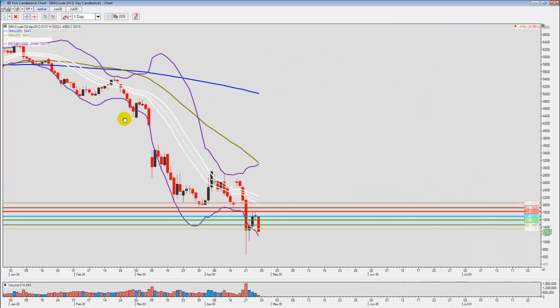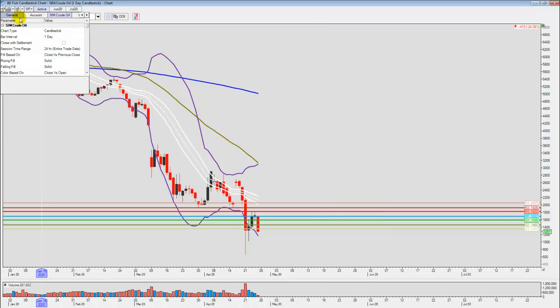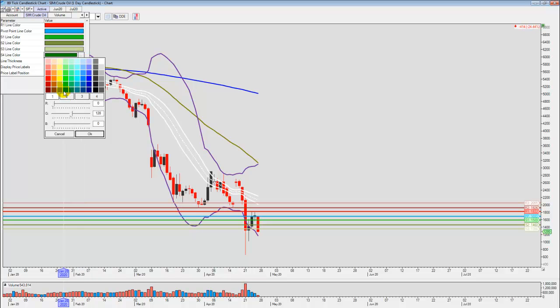So, S3, where is that? Actually, we need to make that another color because it's really hard to see. So we're going to go to properties. We just need to find where I put it. Here we are. So we want that to be a different color. We need that to stand out a little more for us.